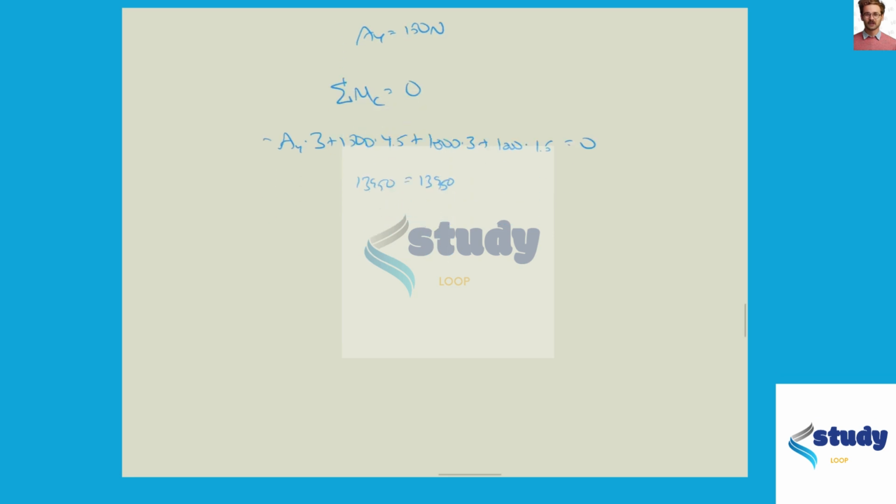For horizontal forces, since A sub x plus C sub x equals 0, if C sub x is to the right, then A sub x must be to the left. Thus, the horizontal and vertical components of the forces at pins A and C are: for pin A, A sub x equals negative C sub x, and A sub y equals 150 newtons. At pin C, C sub x equals negative A sub x, and C sub y equals 4,350 newtons.